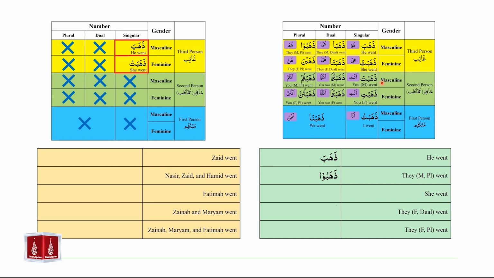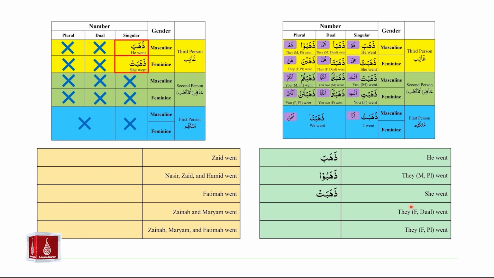For she, the corresponding marfu personal pronoun is hiya, and we will use Zahabat in our Jumla Failya. She went, Zahabat. They went, referring to feminine and dual. Again, we will come to our third person section. We will pick the feminine row and we will pick the dual option.